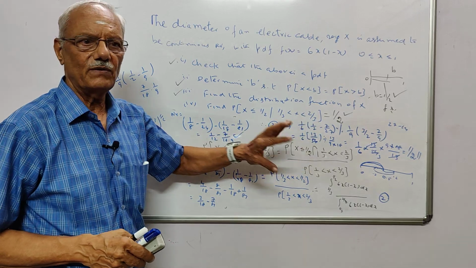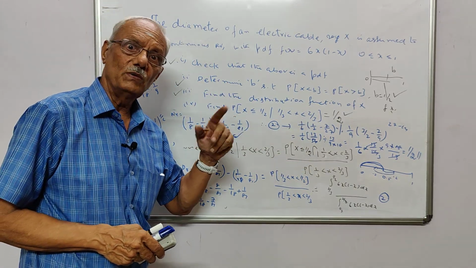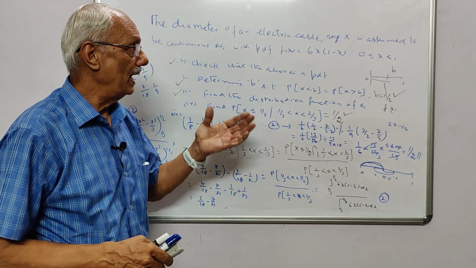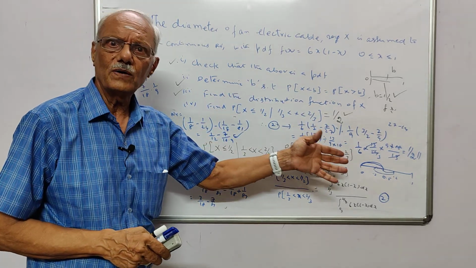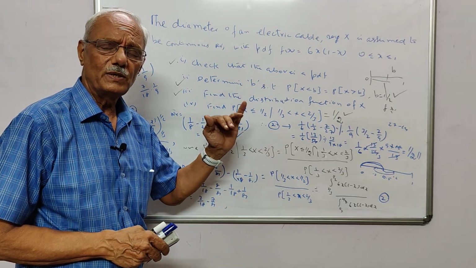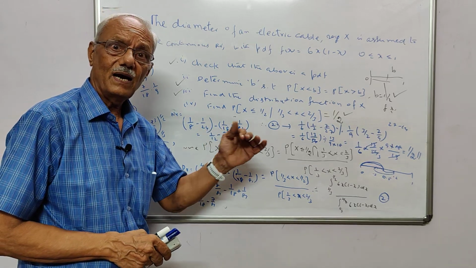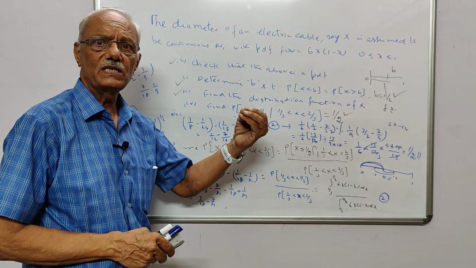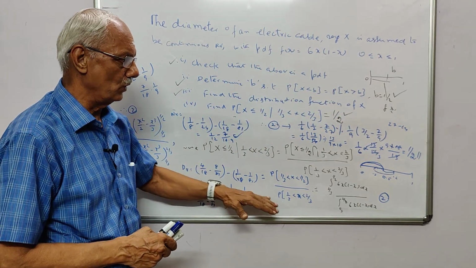So in today's class I have taught you what a probability density function is, what a cumulative distribution function is, what the properties of a probability density function are, and when a probability density function is given, how to get the cumulative distribution function. And incidentally I have also taught you, when the distribution function is given, how to get the probability density function. So all these things have been taught.